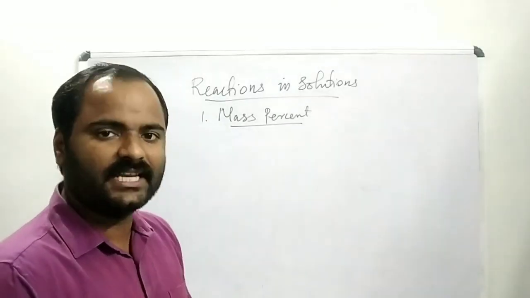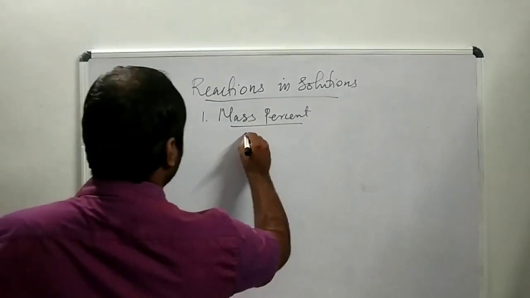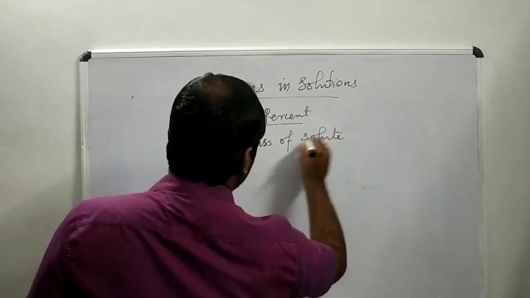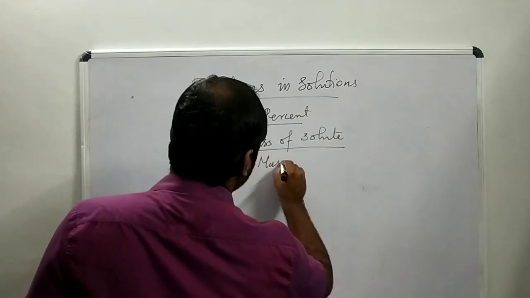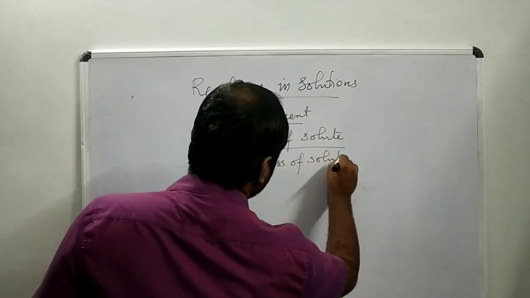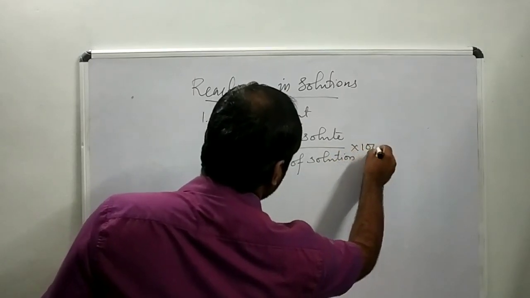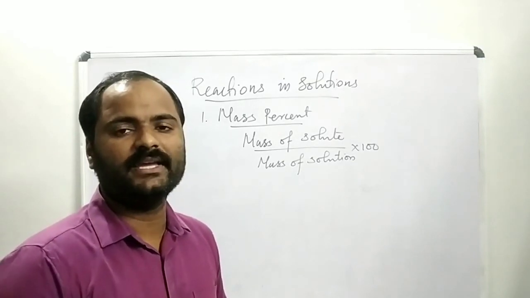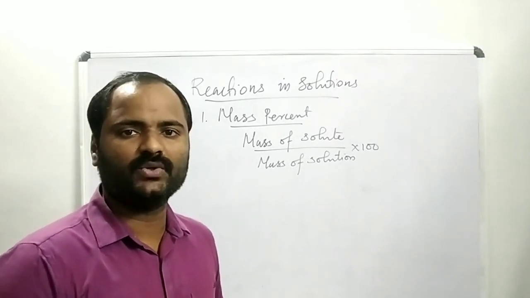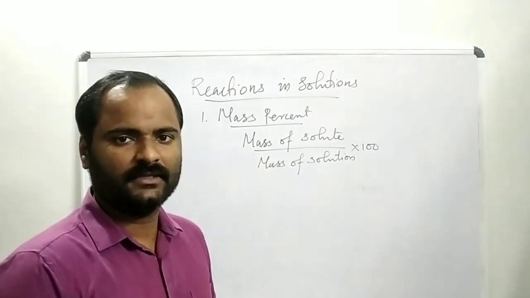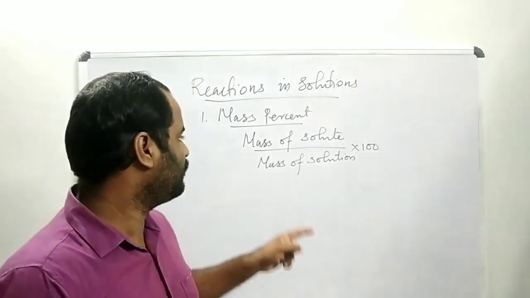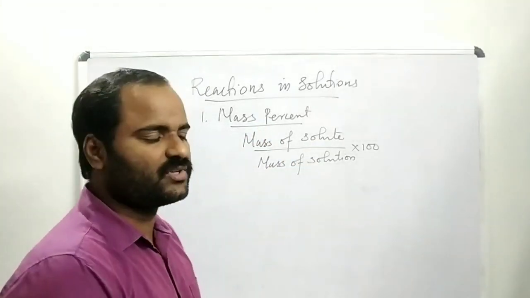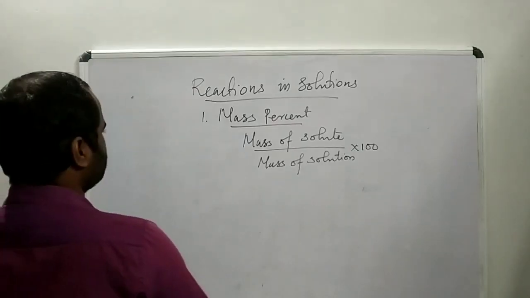So we can write like this: mass percent is equal to mass of solute divided by mass of solution into 100. Clear? That's all about mass percent. From this we can find out the mass percent of solute in that particular solution. The next one is molarity.